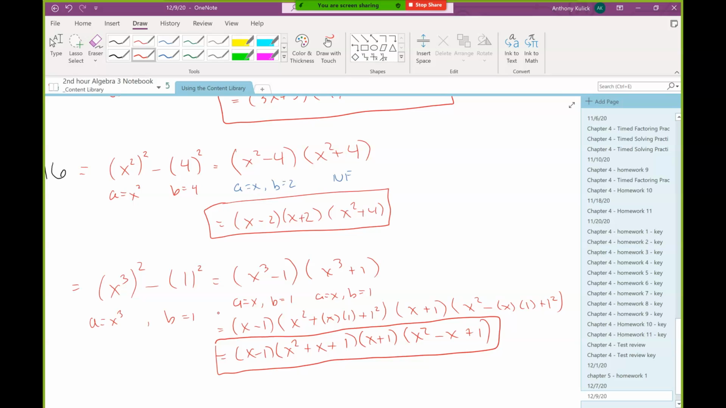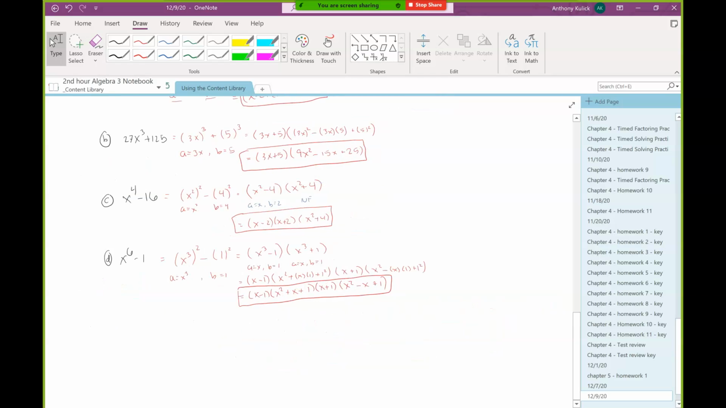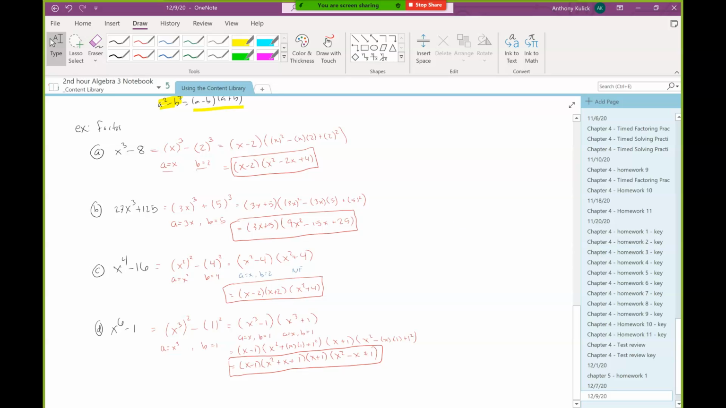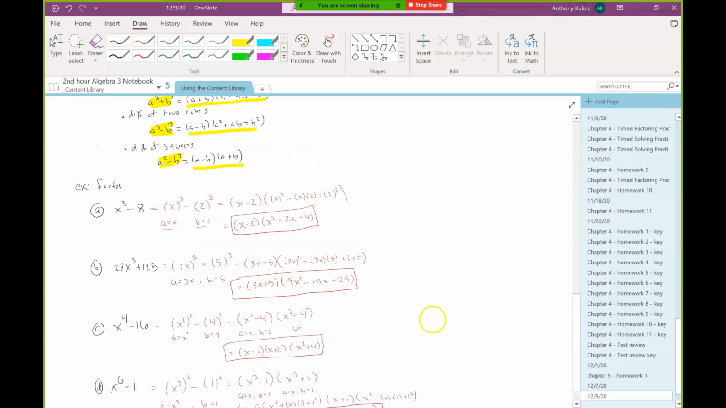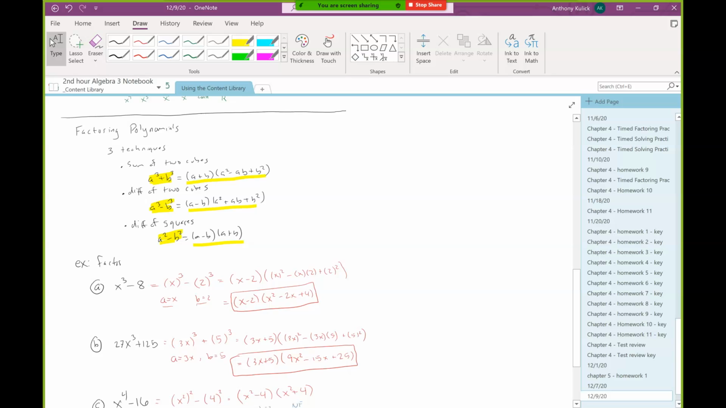Any questions here about these factoring problems? Mr. Kulik? Yeah. Can you scroll up a little bit? Does that work? Can you scroll up just a little bit more, to where it said the sum of two cubes? Yeah, like the stuff you highlighted. Thank you. Mm-hmm. Okay, I'm good now. Thank you.